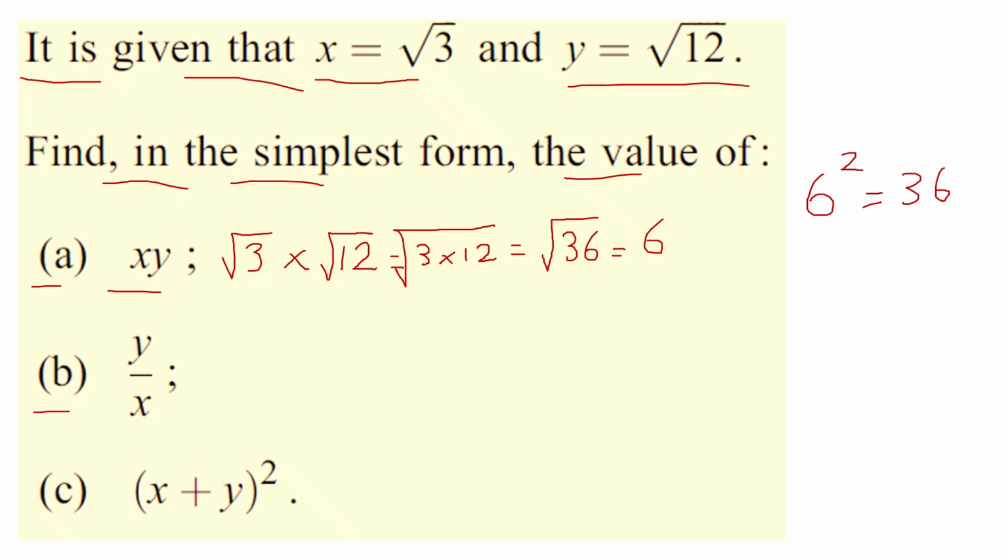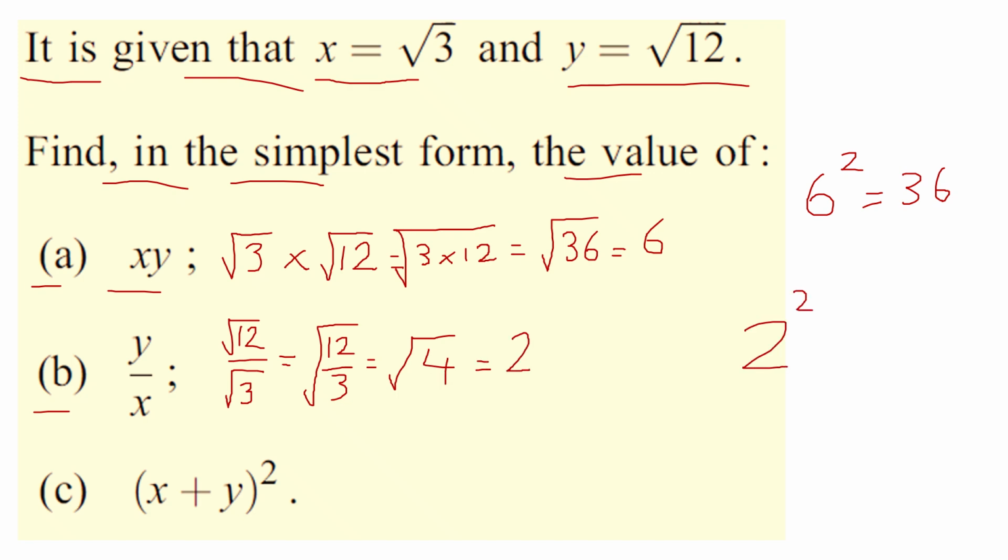Next up, part B, y over x. So y divided by x. We've got root 12 divided by root 3. Again, when I'm dividing two surds, I can put it under one square root. Square root of 12 divided by 3. And 12 over 3 is 4. So we have the square root of 4, which is just 2, because 2 squared is 4.